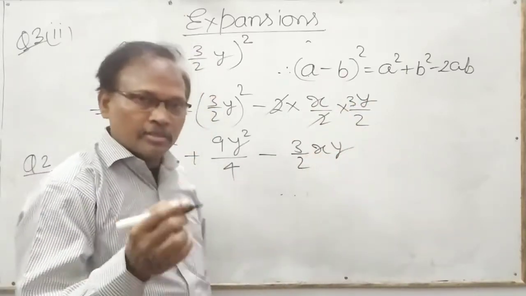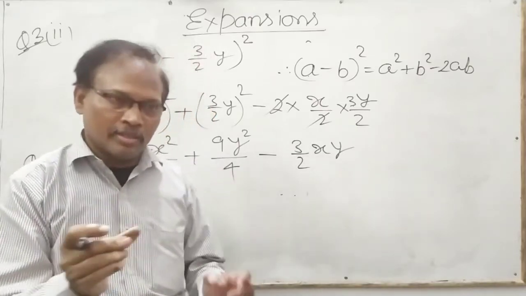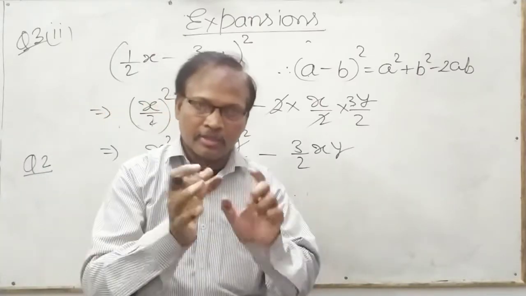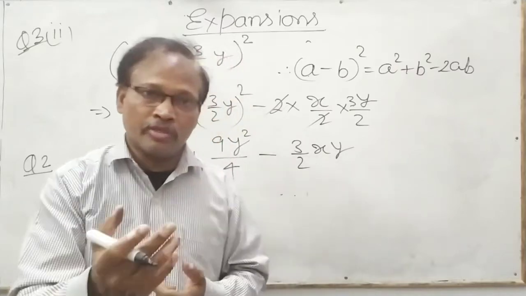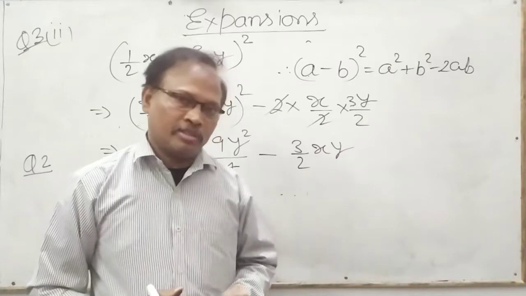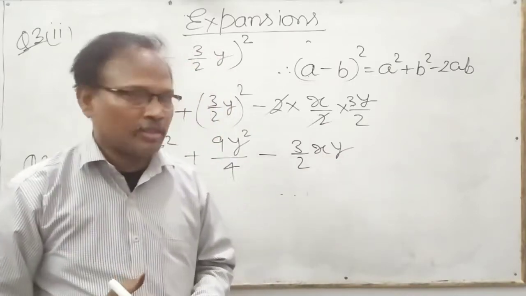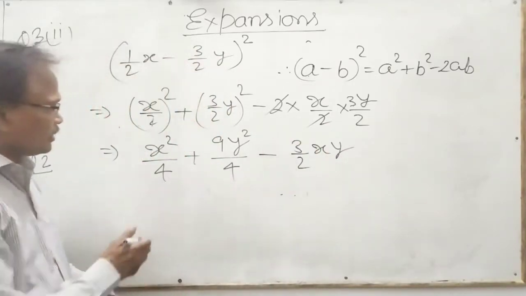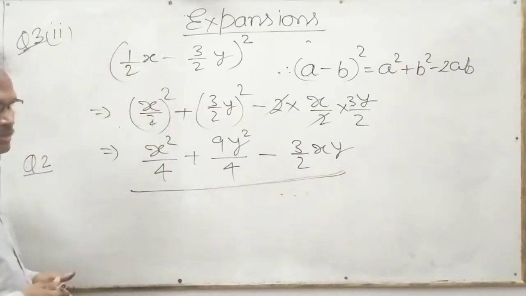How to write this? When you multiply the digits and the variables, you first write the sign, then the digits, and then the variables. This is the method, so you can apply the same way. So this is the answer. This one is the answer.